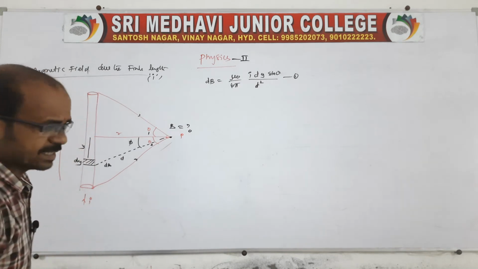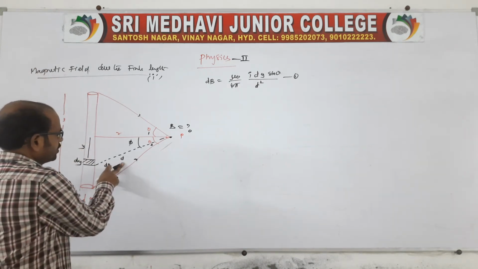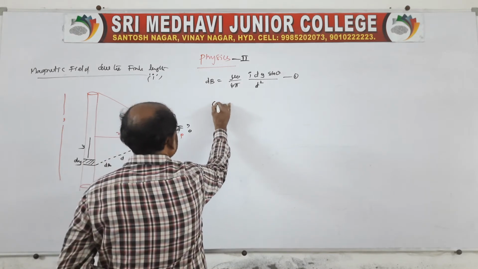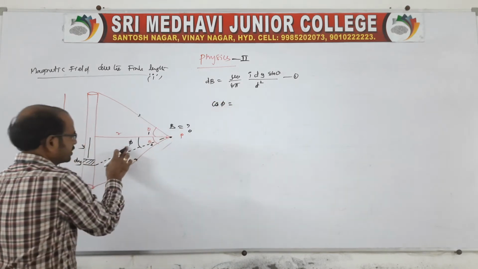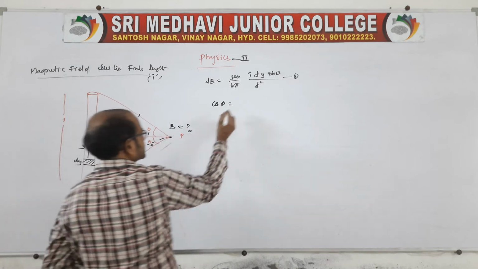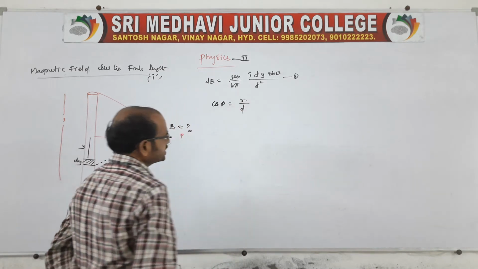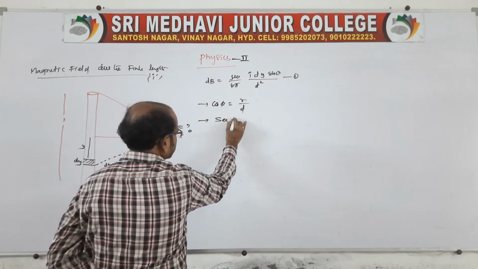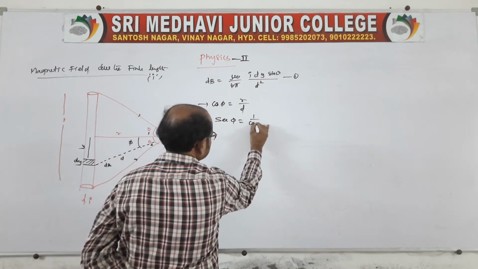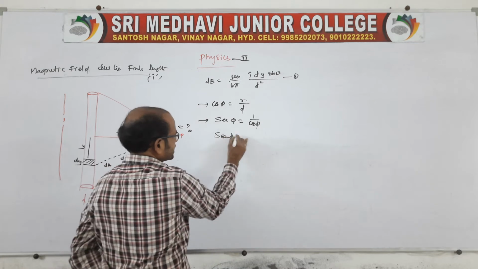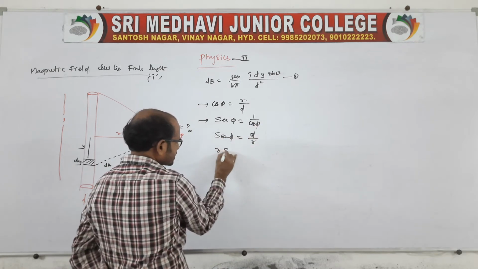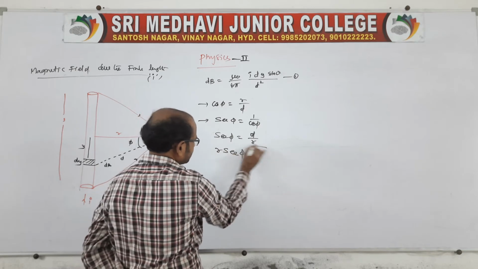Now we need to get d. See how we'll get d, by taking the other angle. Suppose I take cos phi, it is adjacent by hypotenuse, r by d. So it is the cos phi angle. In the same way, secant phi is nothing but 1 by cos phi. Therefore secant phi is equal to d by r. So r secant phi is equal to d. This is the d value.